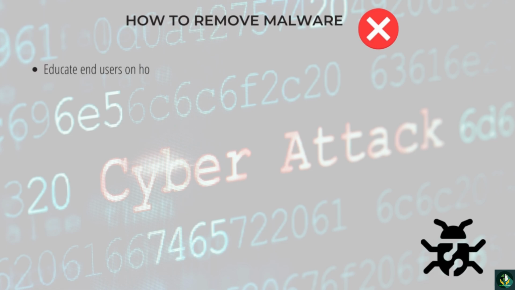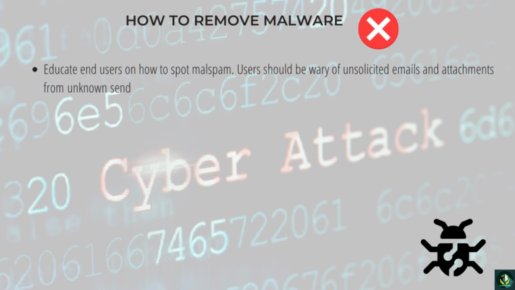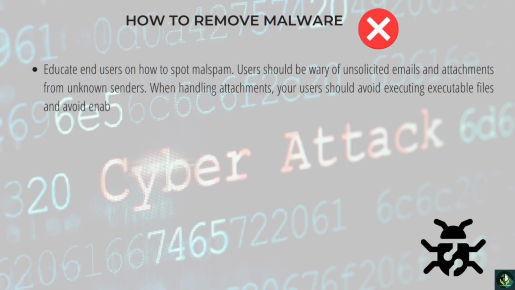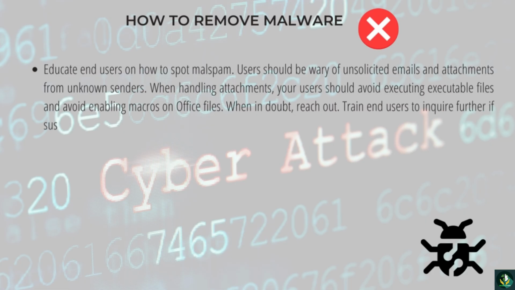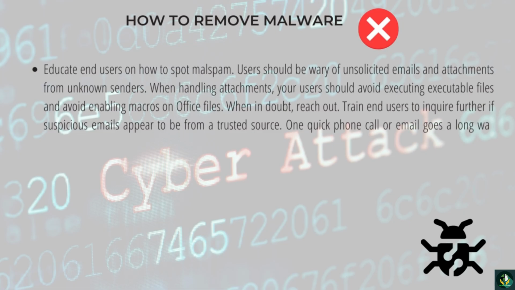Educate end users on how to spot malspam. Users should be wary of unsolicited emails and attachments from unknown senders. When handling attachments, your users should avoid executing executable files and avoid enabling macros on Office files. When in doubt, reach out. Train end users to inquire further if suspicious emails appear to be from a trusted source. One quick phone call or email goes a long way toward avoiding malware.